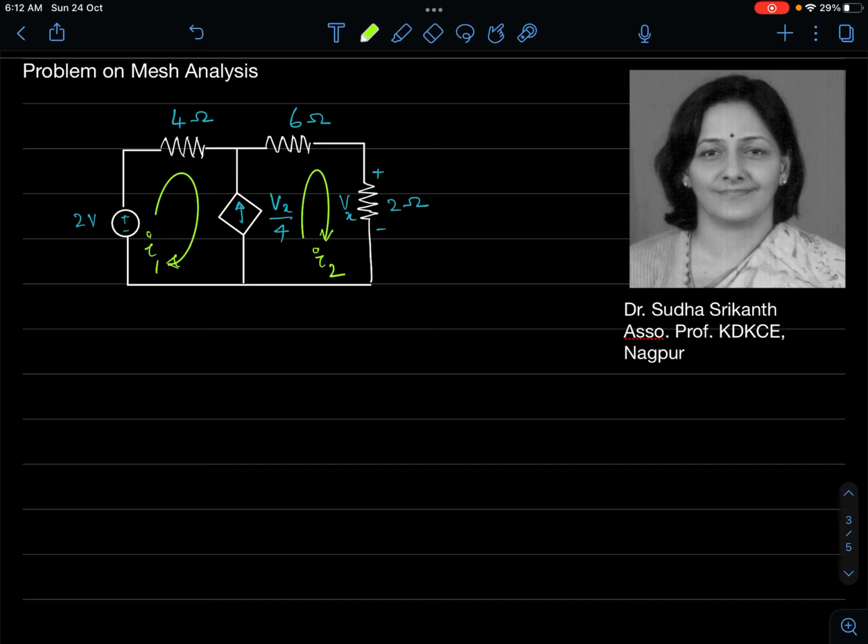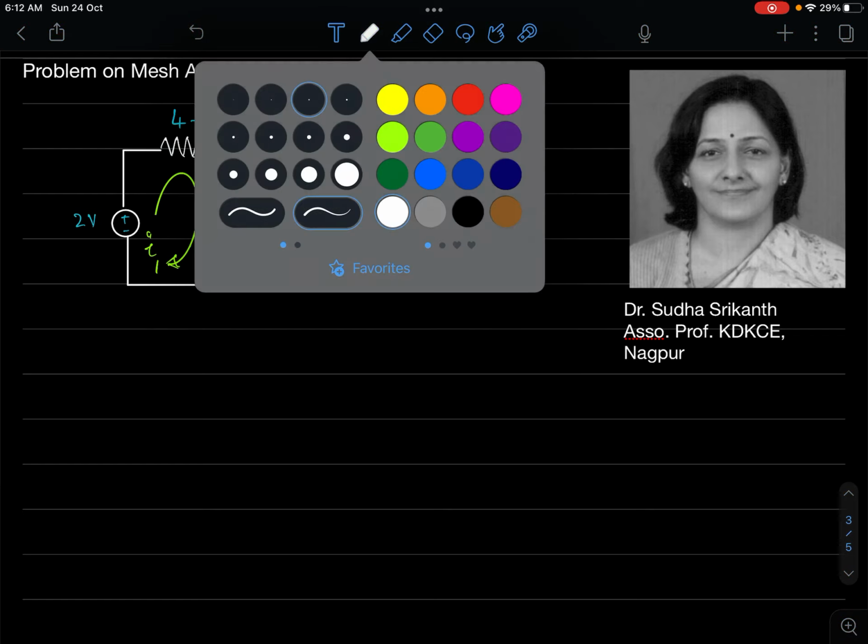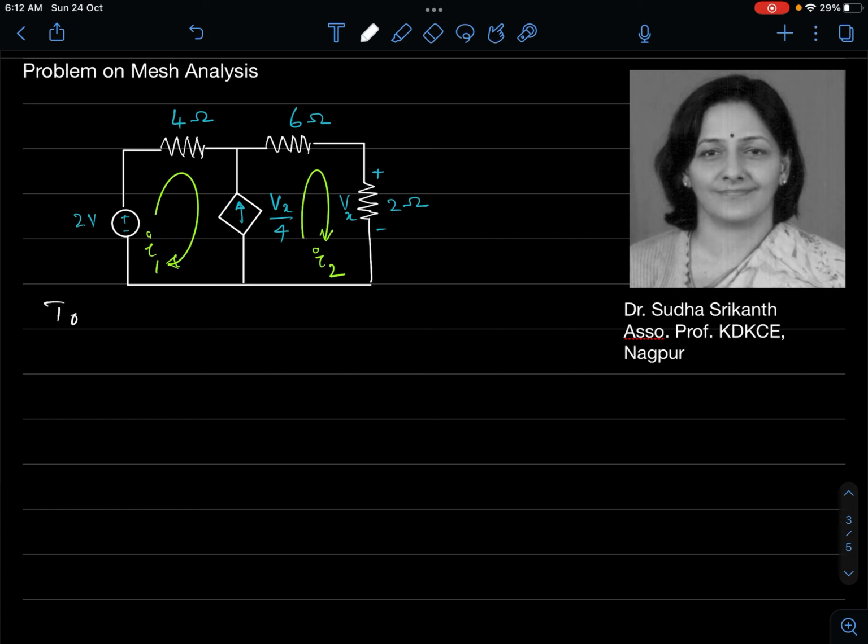Okay, so in this network, the problem says determine I1 and I2. How do we do such a problem? Sometimes if you see dependent sources, you find it difficult. But let me tell you, there is absolutely no difficulty in dealing with dependent sources.